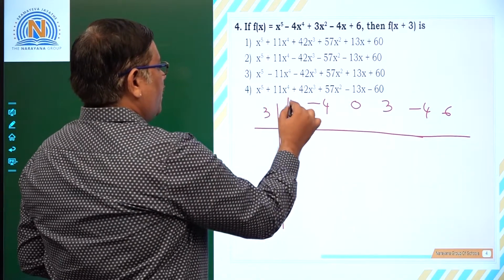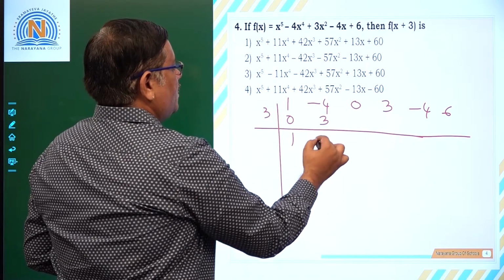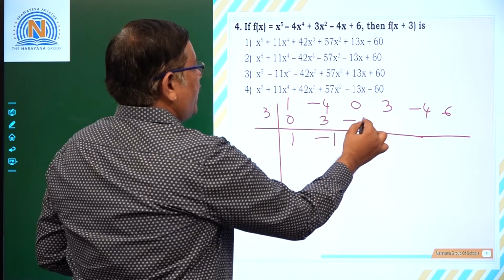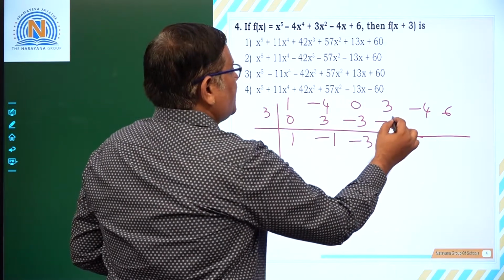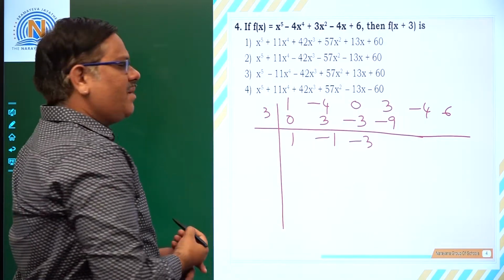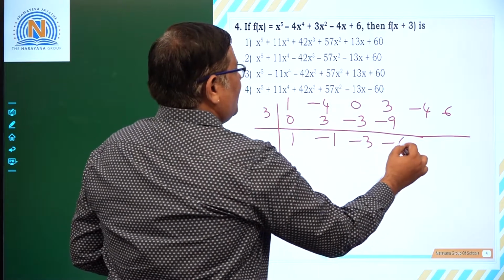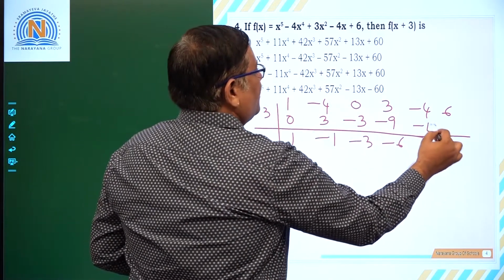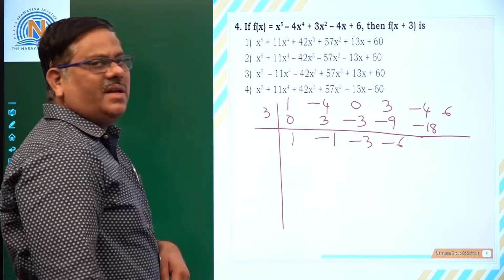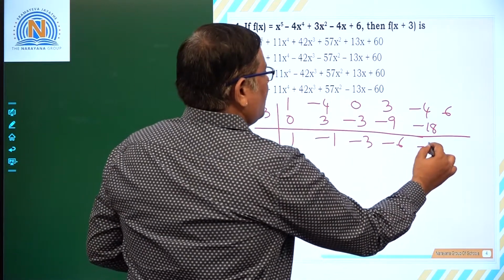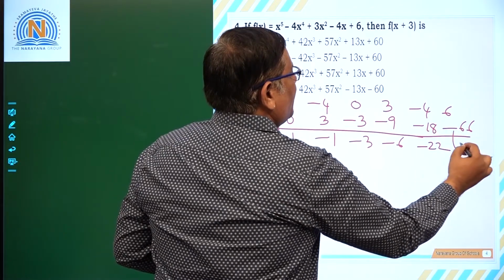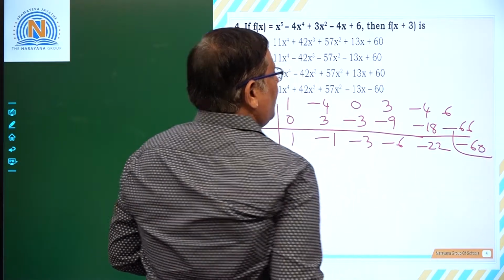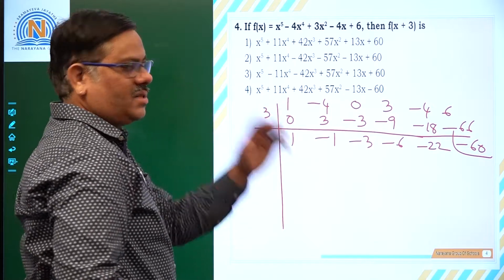Now it is 0 here. 1, 3 ones are 3. So that is minus 1, 3 into minus 1 is minus 3. So here it is minus 3. 3 into minus 3, that is minus 9. 3 minus 9, what is 3 minus 9? Minus 6. So 3 into minus 6, minus 18. So minus 4 minus 18 is nothing but minus 22. So 3 into minus 22 is minus 66. So the remainder will become minus 60. Okay? First remainder is that. That is the constant term.